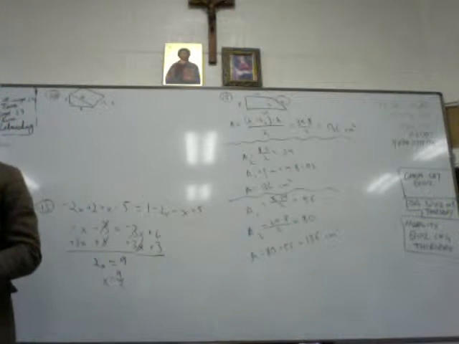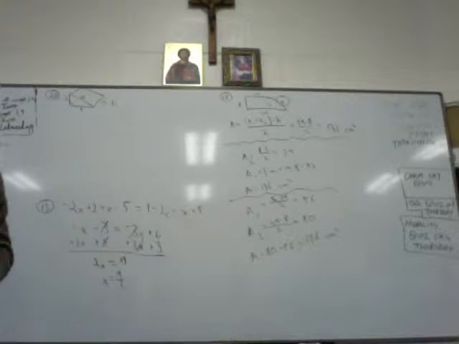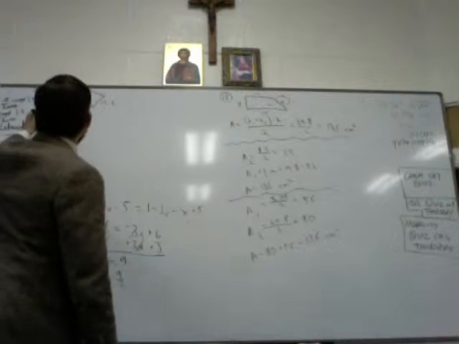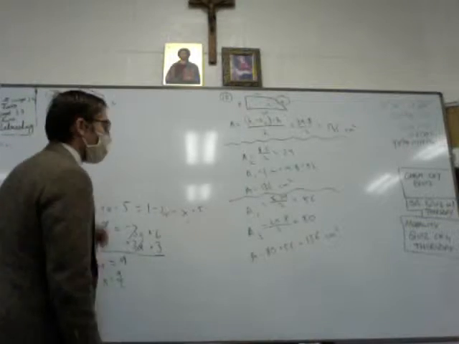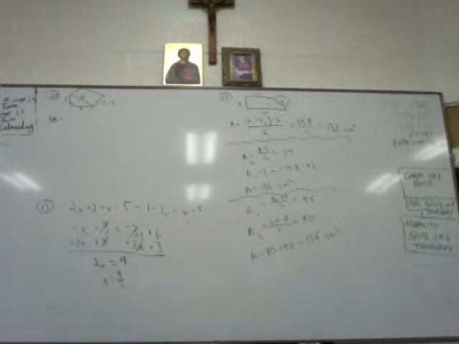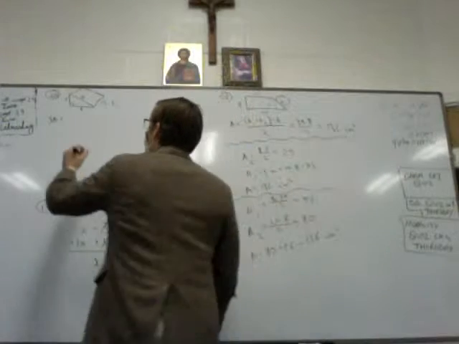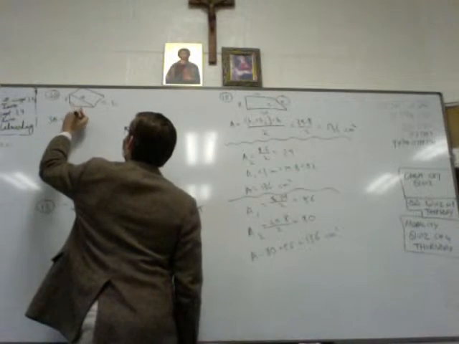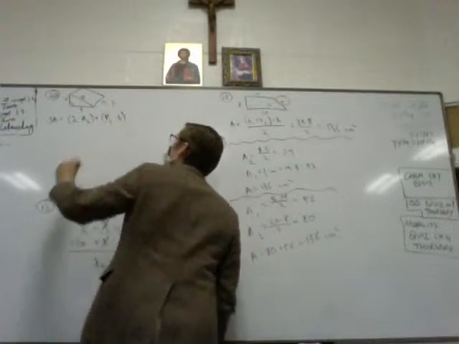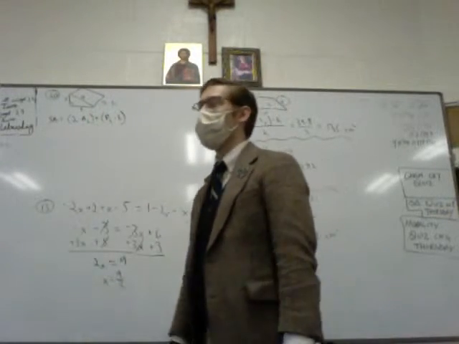What's the formula for the surface area of a right solid? Any right solid. Give me the formula for the surface area. If you don't know this, find it in your notes and then put it into your brain. 2 times the area of the base plus the perimeter of the base times the height.